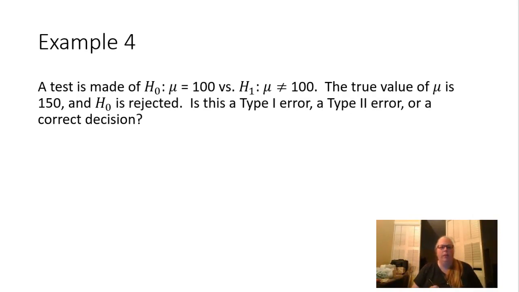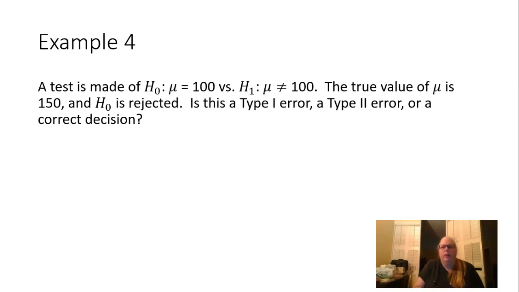Example 4. A test is made of the null hypothesis mu is equal to 100 versus the alternate hypothesis mu is not equal to 100. The true value of mu is 150, and H0, the null hypothesis, is rejected. Is this a type 1 error, a type 2 error, or a correct decision?